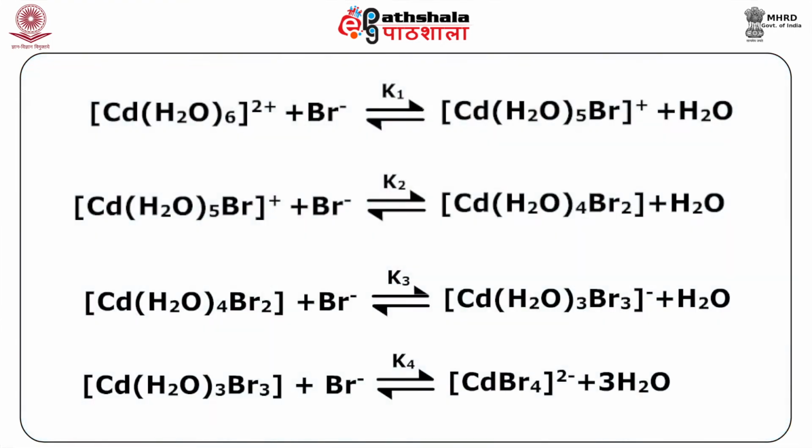Aqua complexes of most of the M2 plus ions are octahedral, whereas the halo complexes of cadmium 2 plus ion are generally tetrahedral. The reactions for the formation of CdBr are as follows. The last step is favored by the release of 3 H2O molecules, and simultaneously there is unusual structural and electronic configuration change, and thus K4 is greater than K3. Further, consider another example of formation of ferrous bipyridyl complex from aqueous solution of ferrous ions.